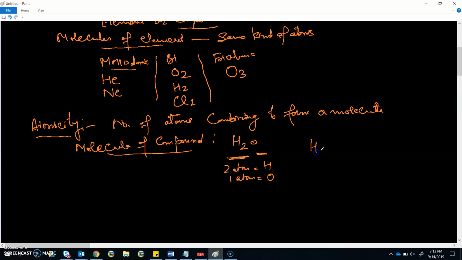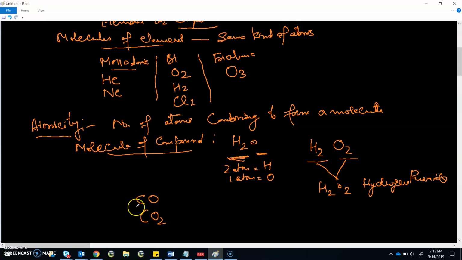Suppose we take here H2 and O2. If two atoms of hydrogen and two atoms of oxygen combine, this will not form water. This will form hydrogen peroxide. This is another molecule. So this is the condition. It should be in the definite proportion, that is two atoms of hydrogen and one atom of oxygen combine to form water. In the same way, we can take another example. Let's say carbon monoxide, carbon dioxide. If one atom of carbon and one atom of oxygen combine, it forms carbon monoxide, and if there are two oxygen, then it will be carbon dioxide. This is the difference.